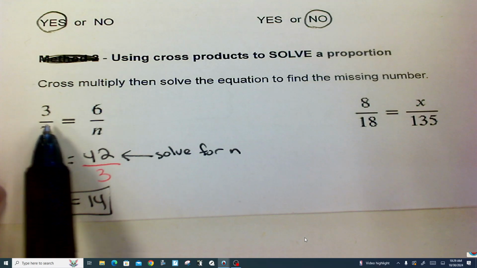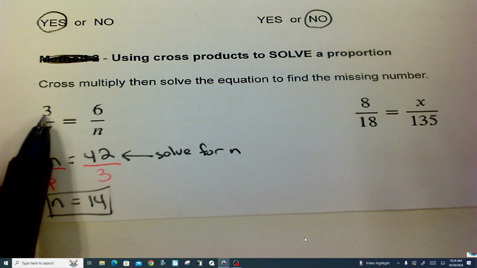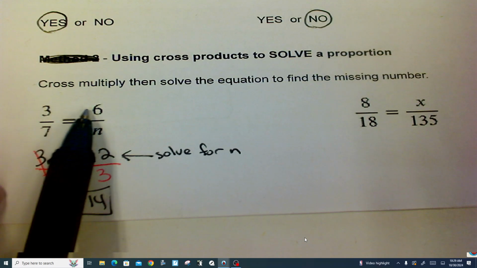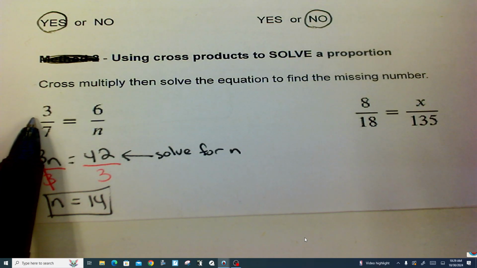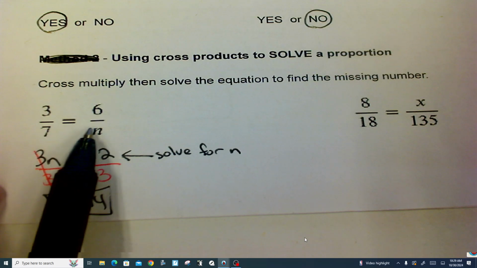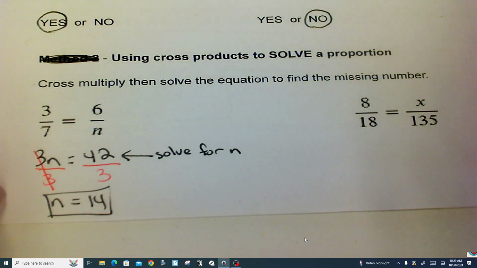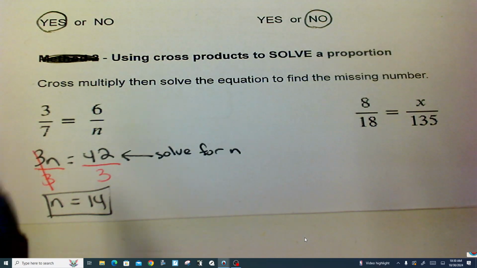And if you stop and think about it, it really does make sense, because what could you times 3 by to make it a 6? 2. So what's 7 times 2? 14. So it does make sense. And so you can solve these proportions doing that, multiplying or dividing. What you do to the top, we do to the bottom to jump over to the other side.